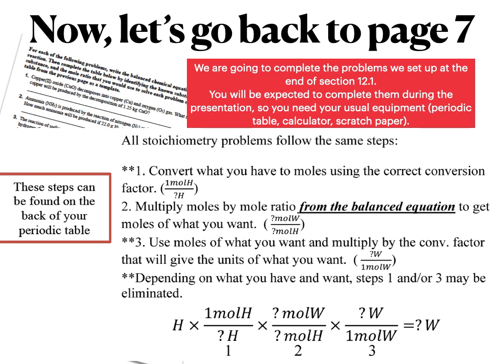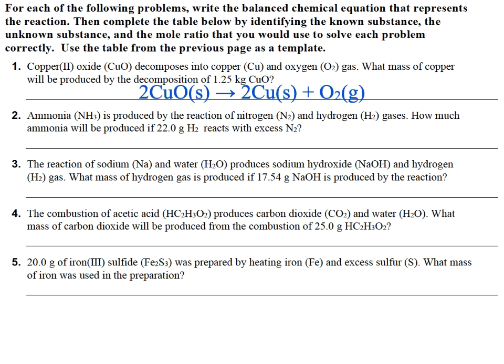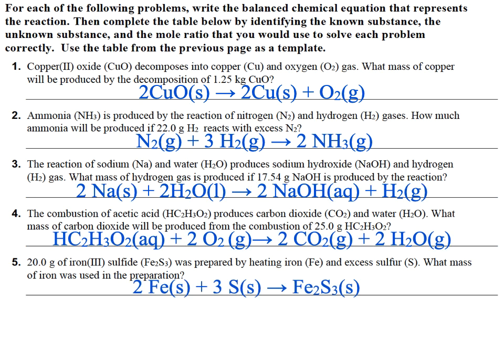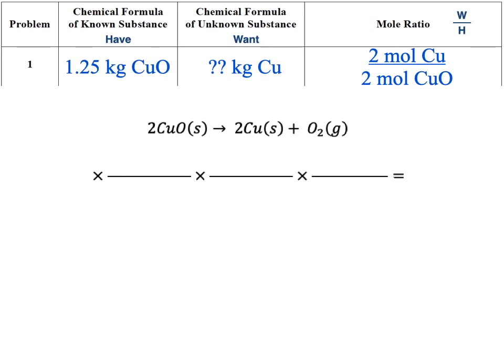So let's jump right into this. Here are the 5 equations. I'm not going to spend a lot of time on these because we've already gone over these. These 5 equations are going to be used with the problems. Now, we set up back then that we have 1.25 kilograms of copper 2 oxide, and we want to know how many kilograms of copper would be produced when it decomposes. So the mole ratio that we set up was 2 moles of copper over 2 moles of copper 2 oxide, which comes from the balanced equation. So that's going to be our step 2.